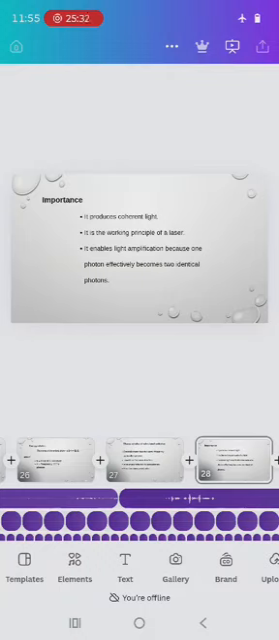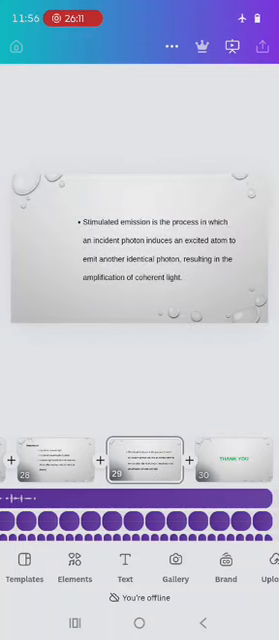What is the importance? It produces coherent light. It is the working principle of a laser. It enables light amplification because one photon effectively becomes two identical photons.